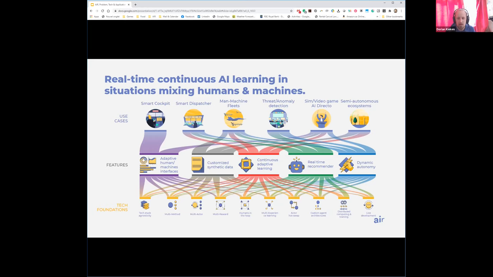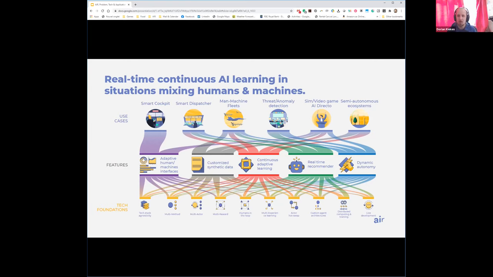So obviously anything that is plane related, the notion of smart dispatcher that you find in air traffic management, that you find in logistics, for example, man-machine fleets. I'll be a bit more precise on that: whenever you have a fleet of vehicles with a mix of human-operated and some other that are autonomous, and you want the autonomous ones to not only be autonomous, but kind of operate in a cohesive way with a human, you need to have a large-scale human-in-the-loop solution.